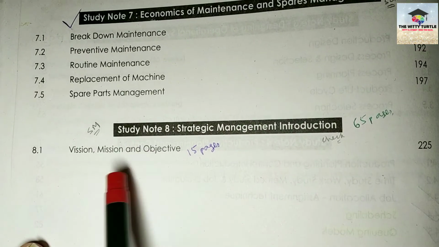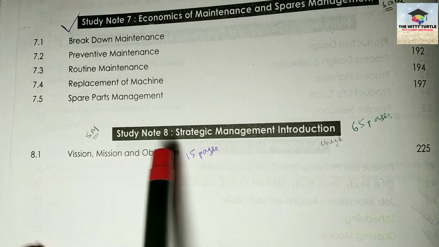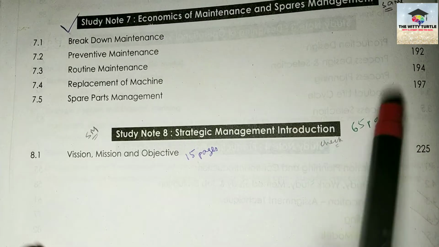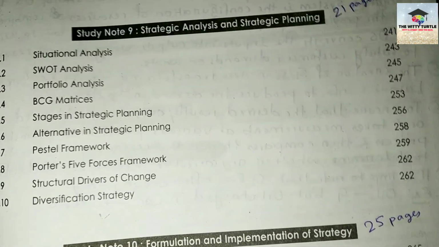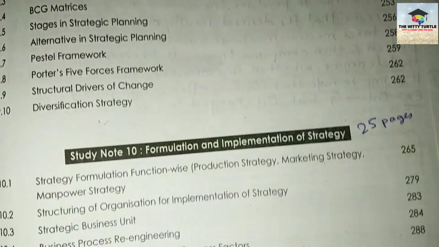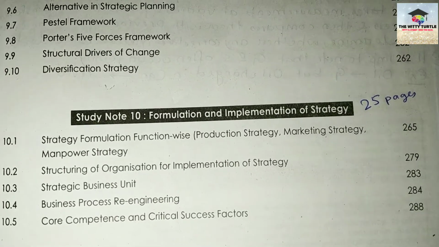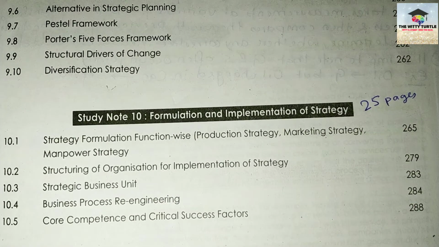In strategic management, the first study note is introduction, which is 60 to 65 pages. Then we have strategic analysis and strategic planning, which is 21 pages, and the next one is formulation and implementation of strategy, which is 25 pages. So let's start with today's class.